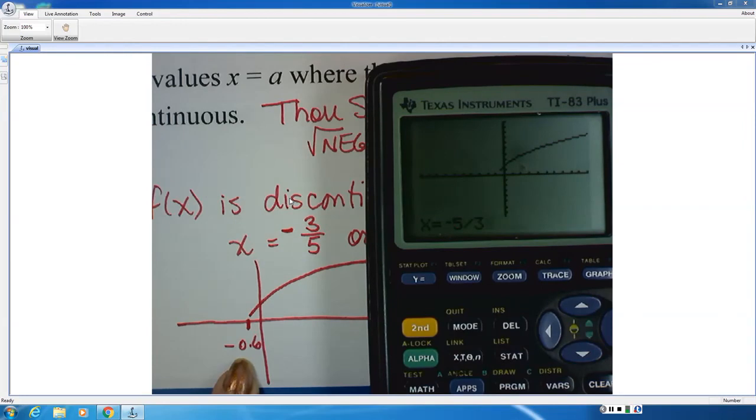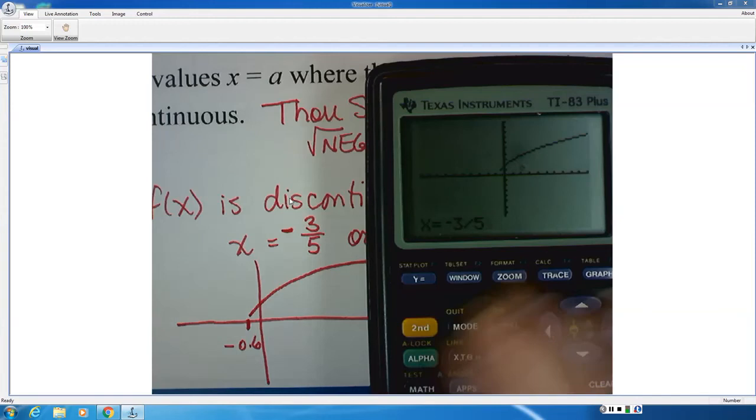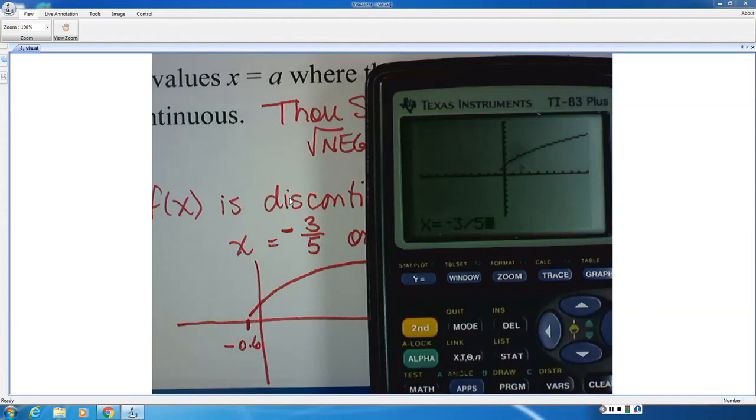Ms. Flint, can you go back through that, please? You're trying to do what? I'm trying to find out what happens on that graph at x equals -3/5, because I can see that if I come at it from the right, it seems to stop right there. So when I do that, I hit second trace and choose 1 for value and type in my fraction, -3/5. And I hit enter.